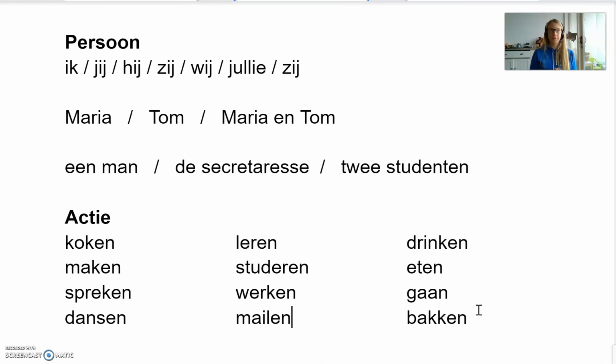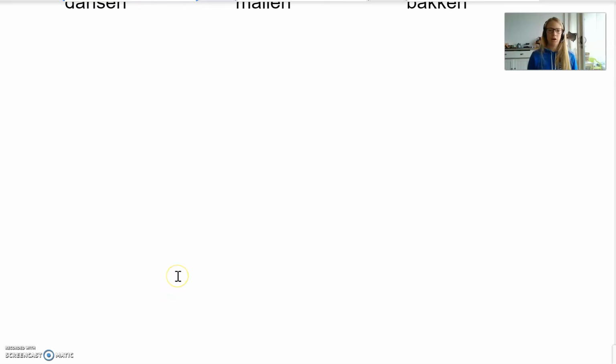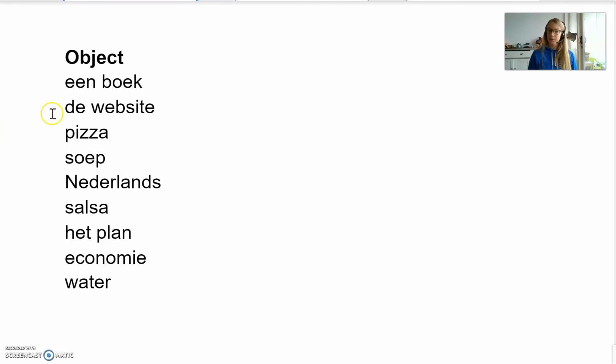Some verbs even require extra information, usually an object. For example, maken means to make. If you say ik maak, then everybody will be wondering, what are you making, right? Ik maak, you always make something. I make is incomplete, right? So we need some objects. Ik maak een boek, ik maak een website, ik maak pizza, ik maak soep.